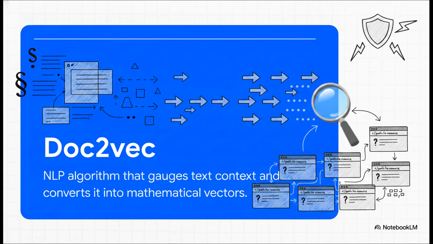Usually, doc-to-vec is an algorithm that reads paragraphs of text, gauges the context, and converts those sentences into mathematical vectors. But the researchers cleverly realized that web traffic kind of has a language of its own, so they treated network features, things like fully qualified domain names, URL paths, and query variables, as if they were literally words in a paragraph, running them straight through doc-to-vec.